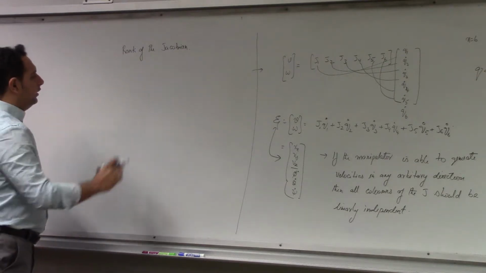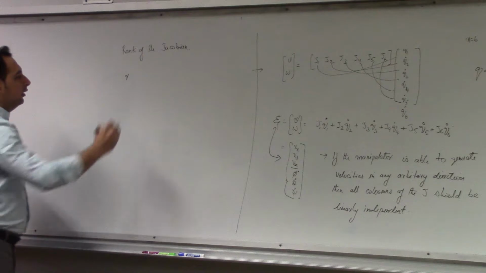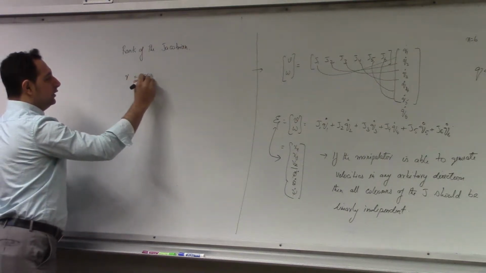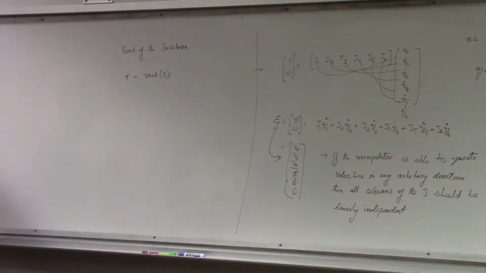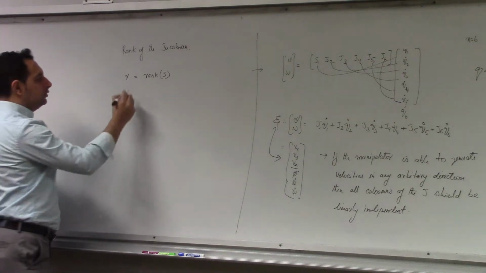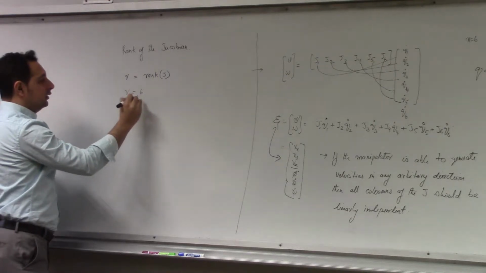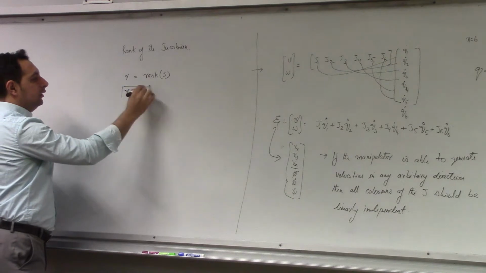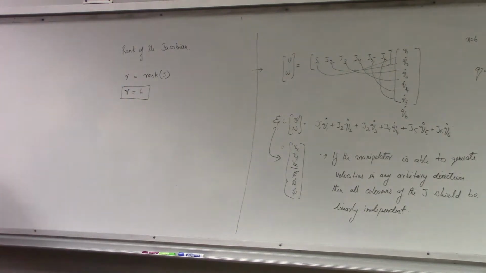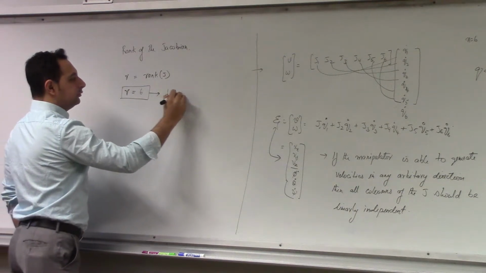When you have a Jacobian, let's call the rank of the Jacobian, rank of J. This will give you the number of linearly independent columns. If rank of J is equal to 6, all right? If rank of J is equal to 6, that means this is a fully conditioned Jacobian.